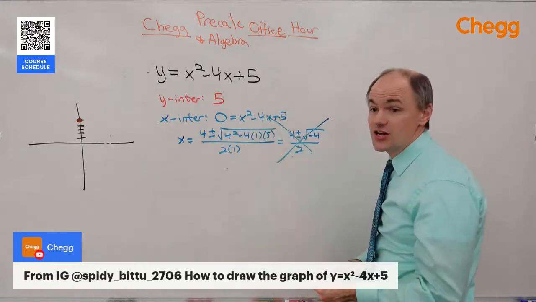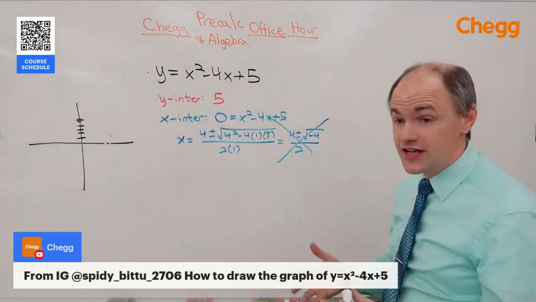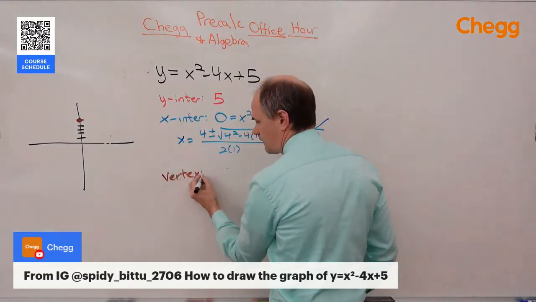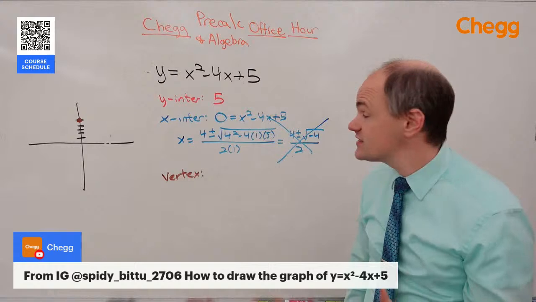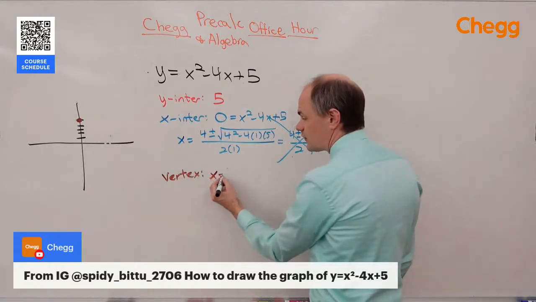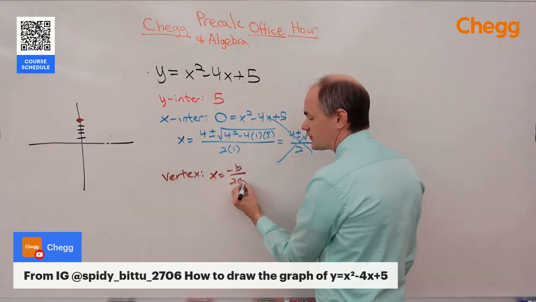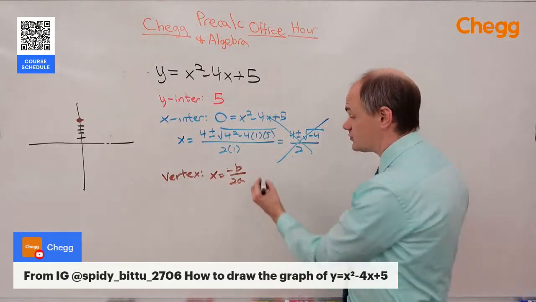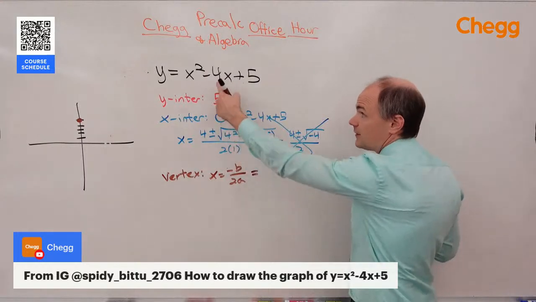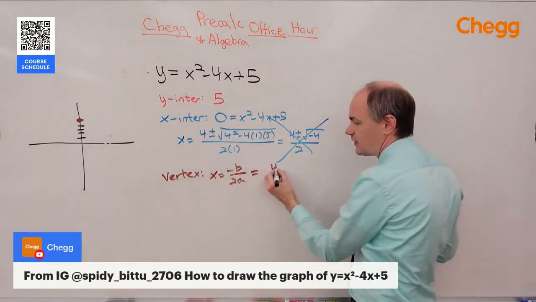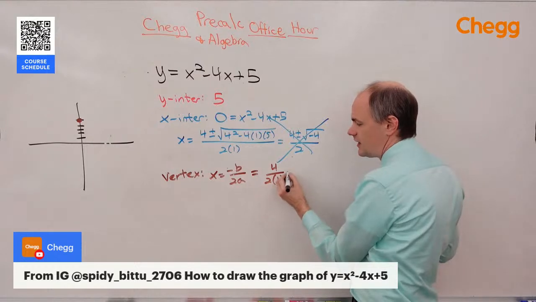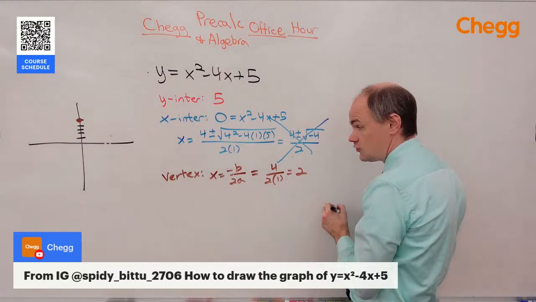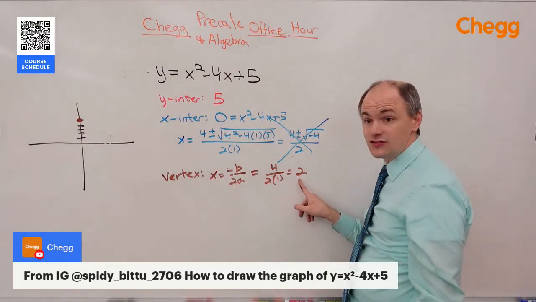The other piece of information I might be interested in, though, is the vertex. And the vertex is literally the first part of the quadratic formula, the opposite of b over 2a. We don't do the plus or minus square root part, just the opposite of b over 2a. So for this problem, the opposite of negative 4 is positive 4 over 2 times a, which is 1. The x-coordinate, 4 divided by 2, is 2. That tells us the x-coordinate.